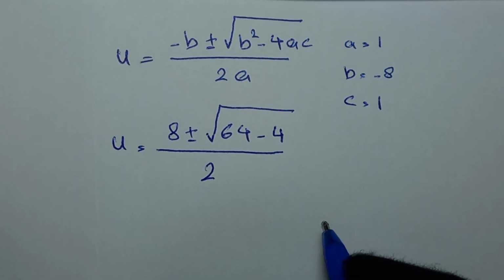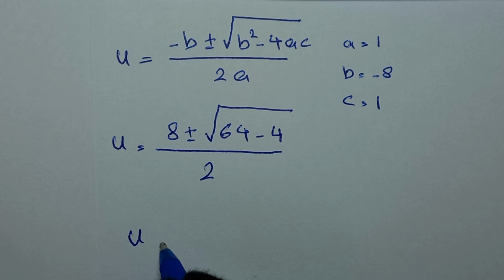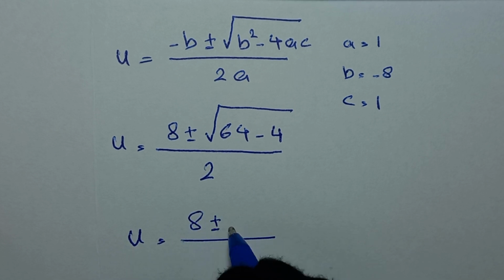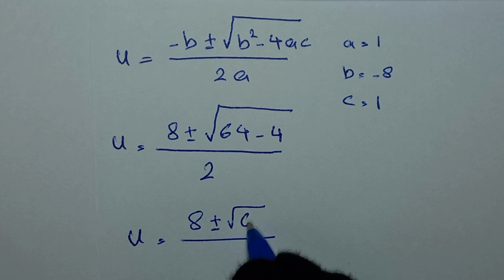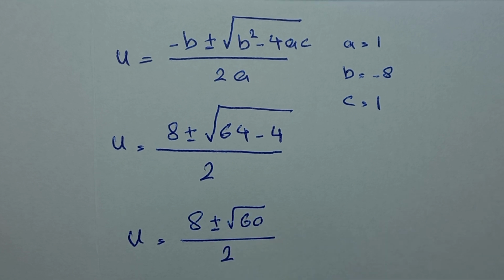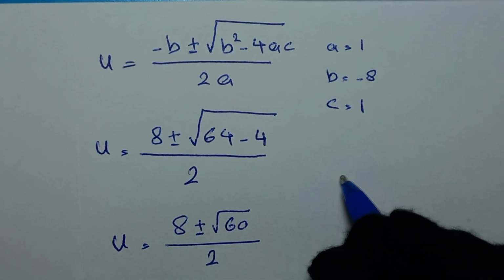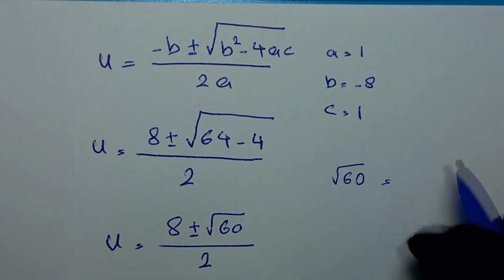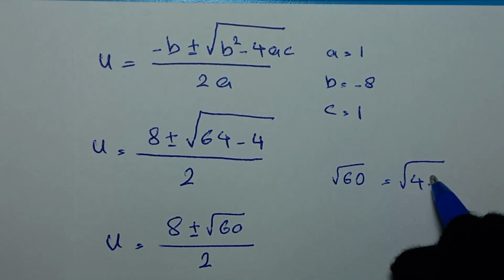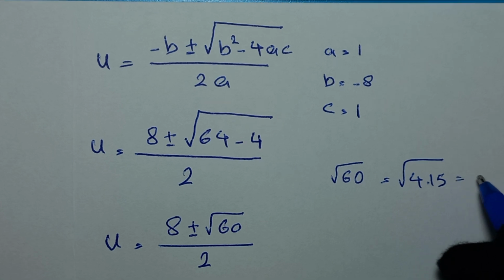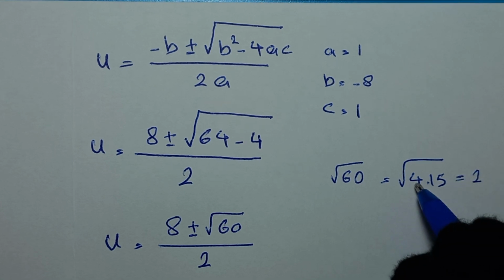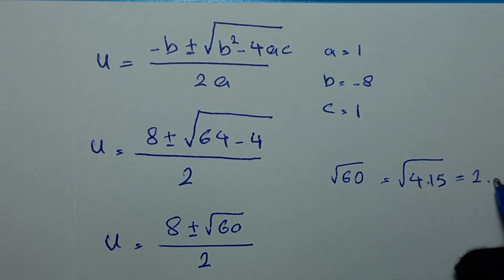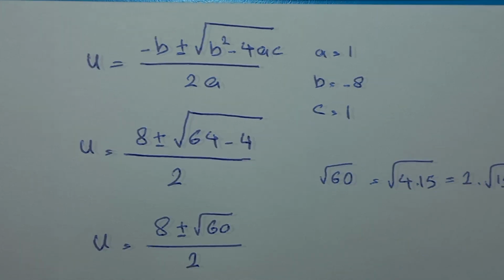So here u is equal to 8 plus or minus square root of 60, over 2. And square root of 60 is equal to square root of 4 times 15, and this is equal to 2, this is square root of 4 times square root of 15.